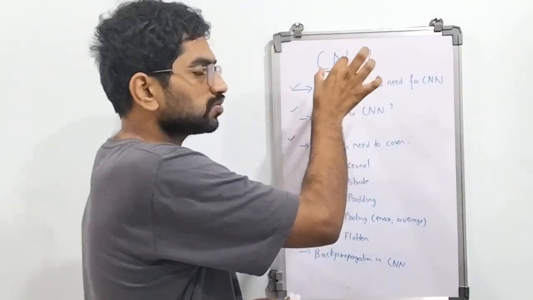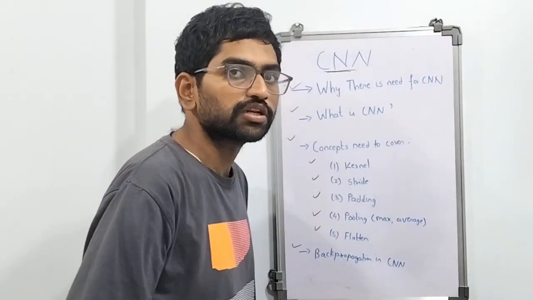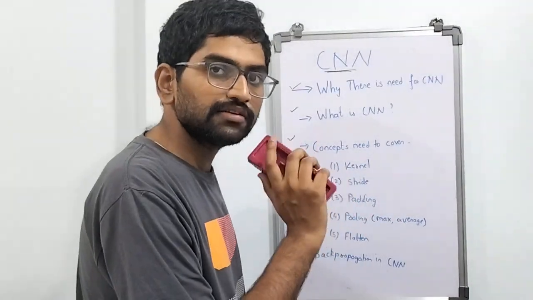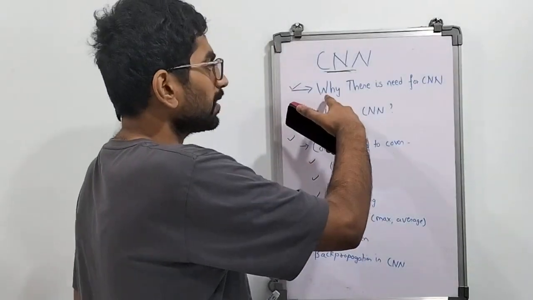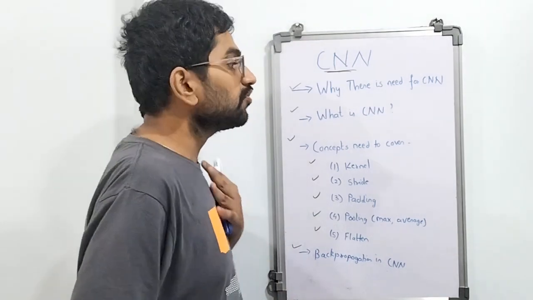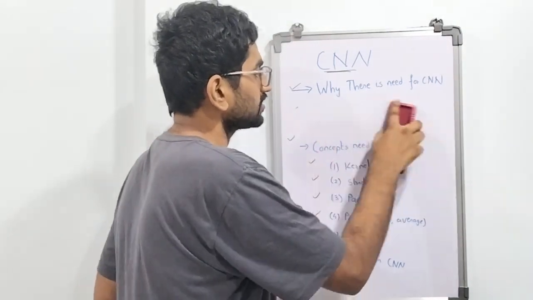CNN is also very important for computer vision, so that is why we are going to study these topics in detail. The first topic is why there is a need, a requirement, for CNN. For this I will take one example.